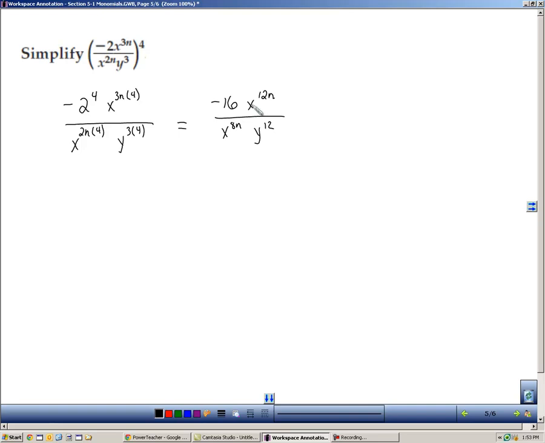Now we have to deal with these x's because there's an x on top and an x on the bottom, so really we need to divide them. If you remember, when you divide bases that are the same, you're going to subtract their exponents. So I'm going to say x to the 12n minus 8n is going to give you an x to the 4n. Now because there's more on top, because there's 12 on top and 8 on the bottom, when we cancel those, you're left with 4 on the top. And I'll take the negative 16 and put it next to it, and the y to the 12th still remains on the bottom.